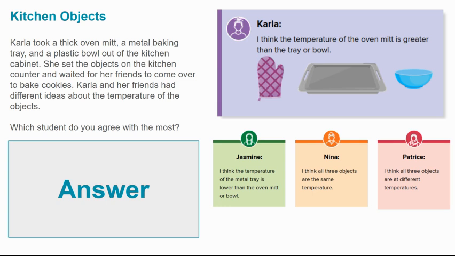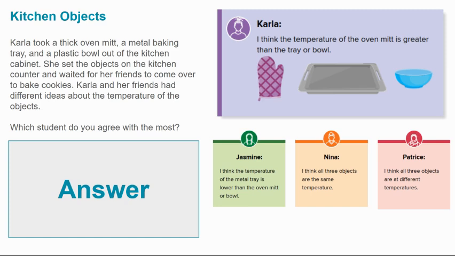All right, this first slide I'm going to read. You are not going to do anything on your notes for this first slide. So, kitchen objects. Carla took a thick oven mitt, a metal baking tray, and a plastic bowl out of the kitchen cabinet. She set the objects on the kitchen counter and waited for her friends to come over to bake cookies. Carla and her friends had different ideas about the temperature of the objects. Which student do you agree with the most?